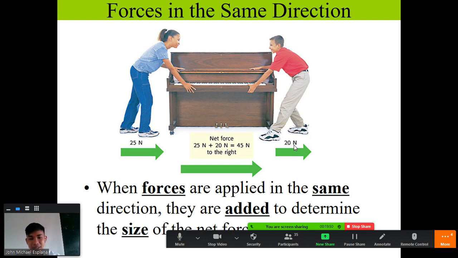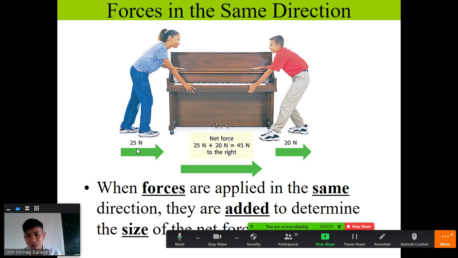Okay, tandaan, dalawa yung properties ng force. It must have the size or the magnitude, and it must have the direction. Yung nasa taas, 25 Newton and 20 Newton, that is the size or the magnitude of the force. Pero if you look at the arrow, that represents the direction of the force. If this goes to right, that is the direction of the force. So the direction of the force of this girl is 25 Newton going right.